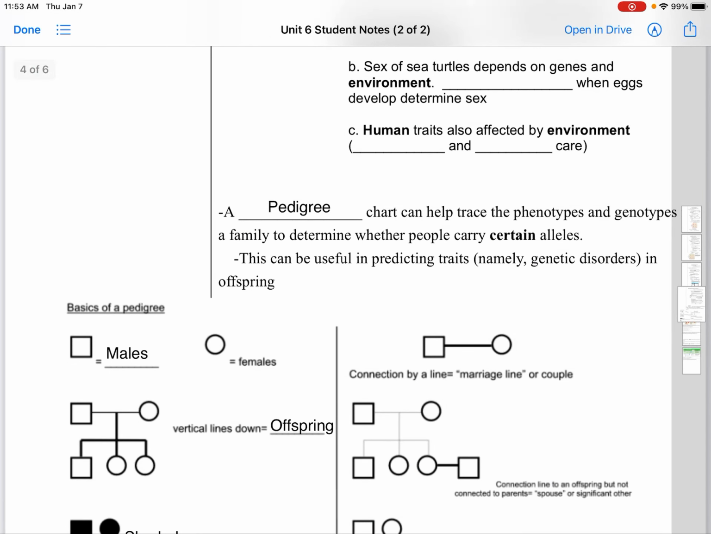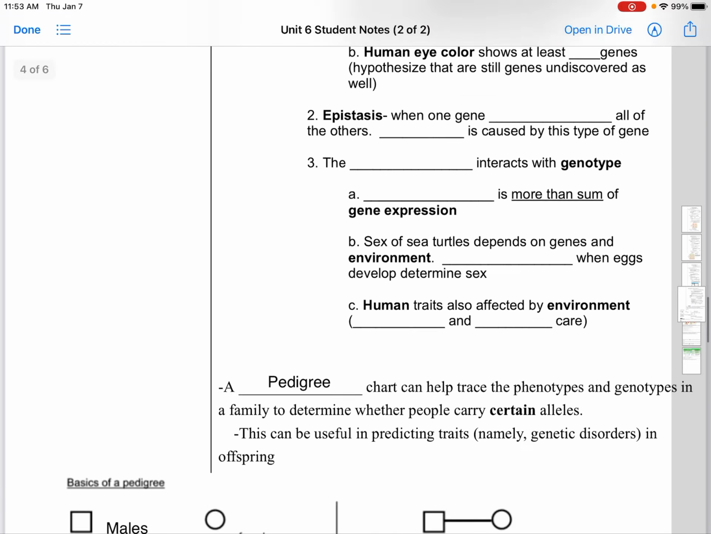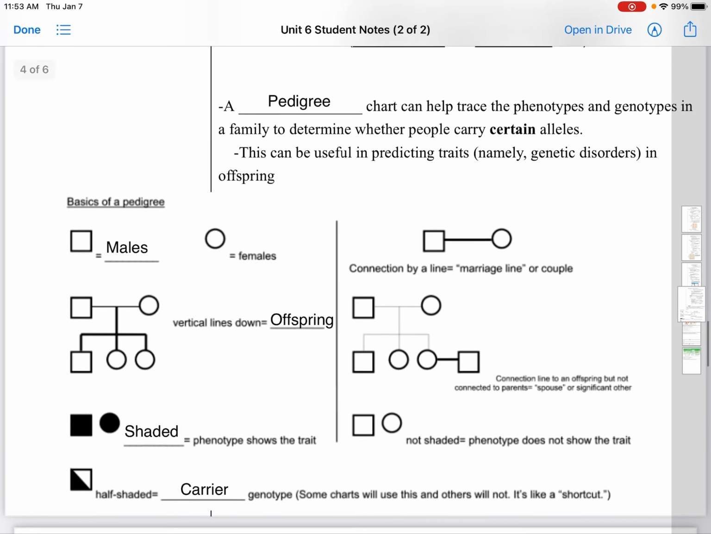Hey, welcome to your third part of your notes. You will see that this is your notes that hopefully you have the first two parts filled in. And now we're going to be down here on this page that starts with a blank chart. We're going to be talking about something called pedigrees.